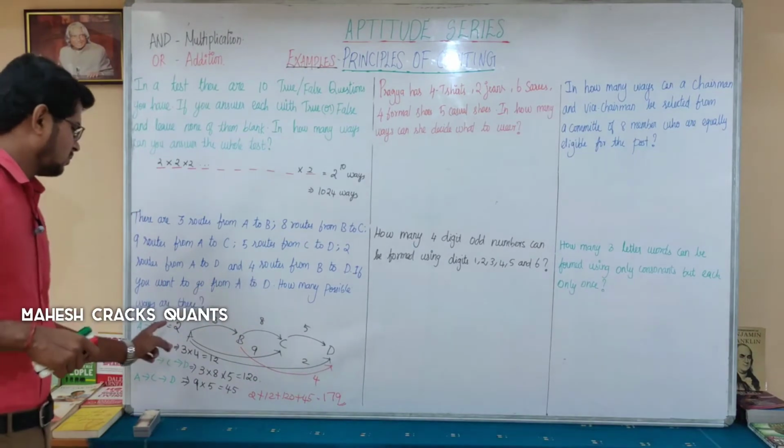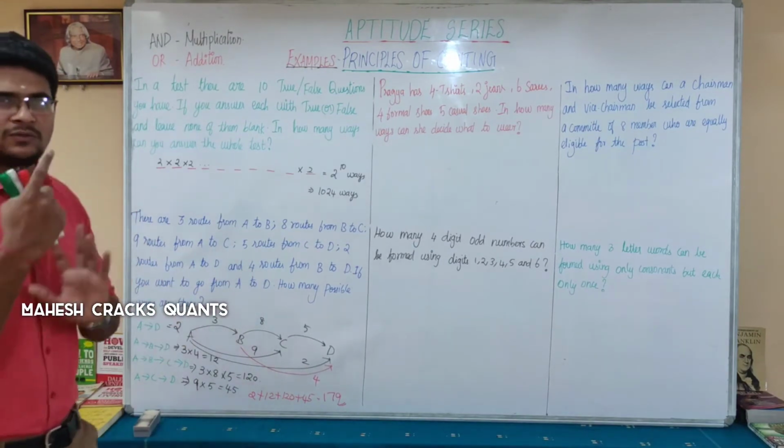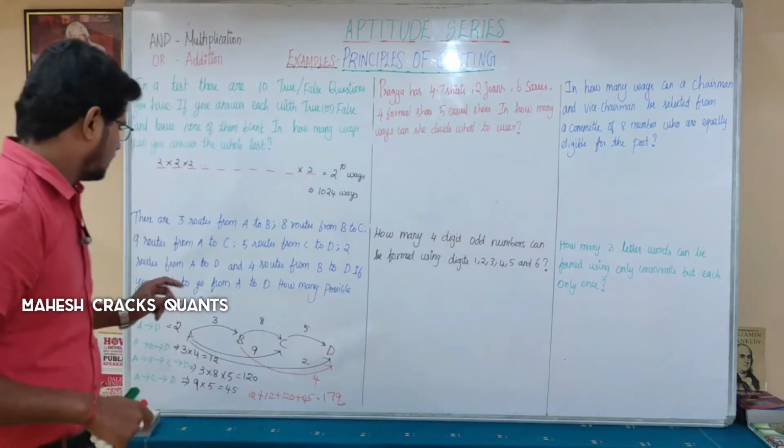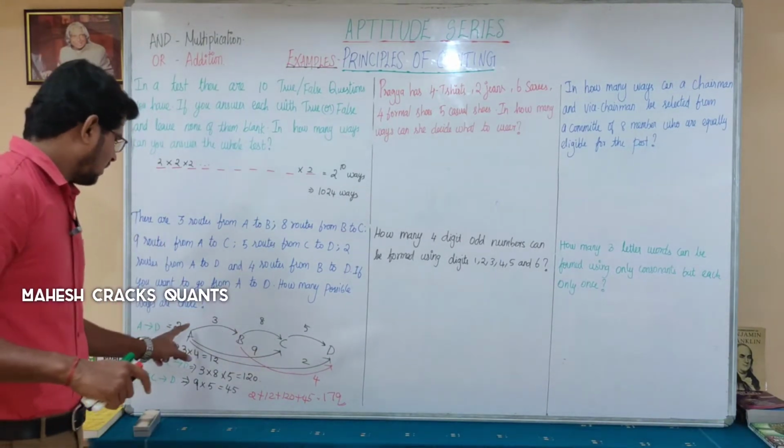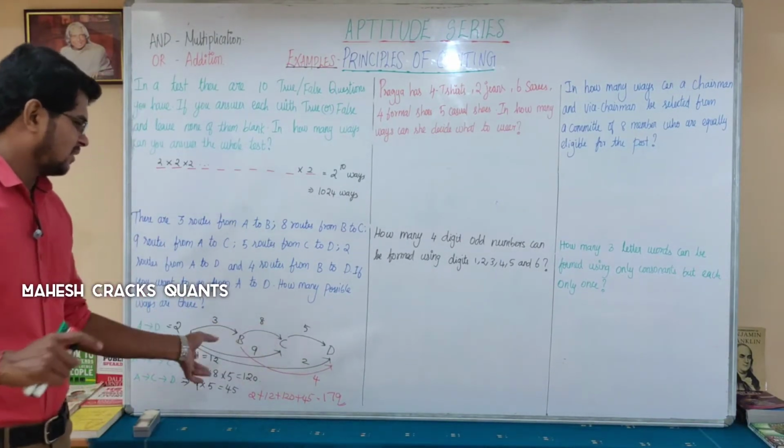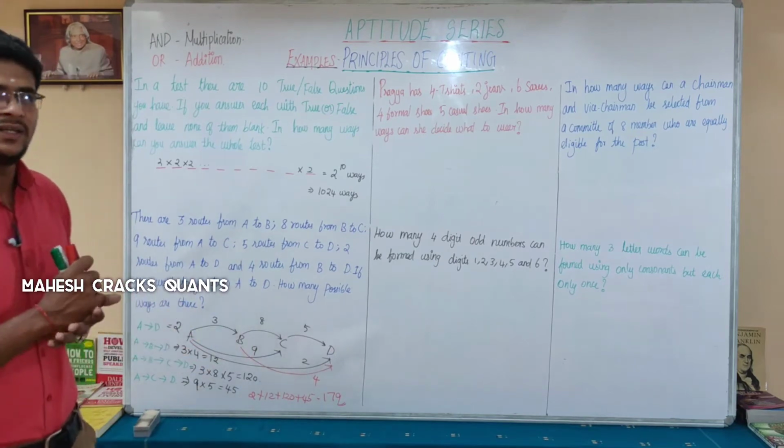If the question is about going A to C, then you have to find the different routes. A to C means what are the possible ways? A to B to C, or directly A to C, or B to C. That's it. Okay, done.